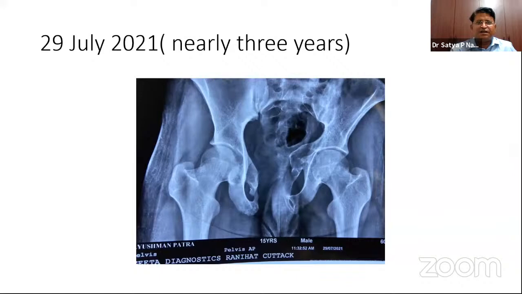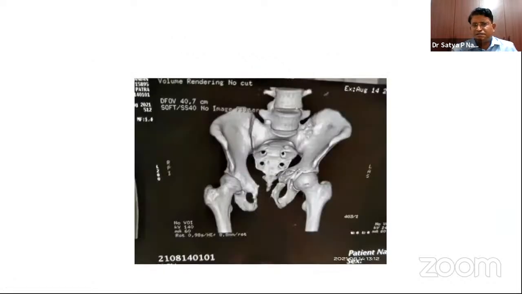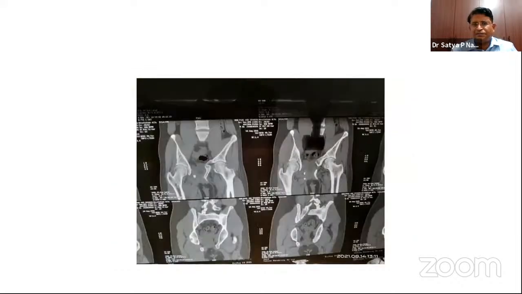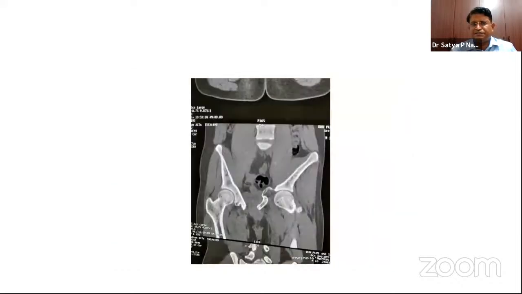A little bit of remodeling. And this is after 3 years, nearly almost 3 years. In the last month, in July, the wall is almost remodeled. But the thing is, this gap, the diastasis, which was not there earlier, now he has a gap here. And this is the recent CT. The wall is somehow a little better, but still the pubic diastasis is there.